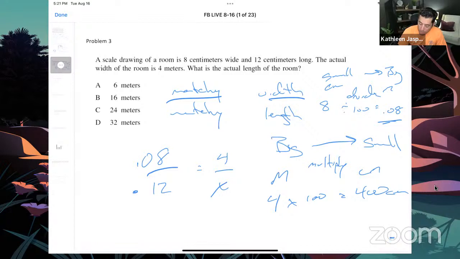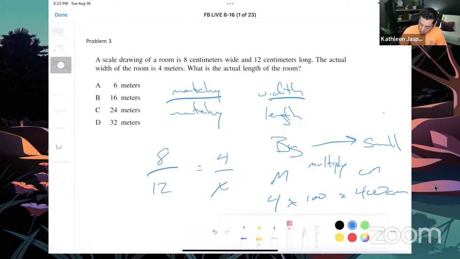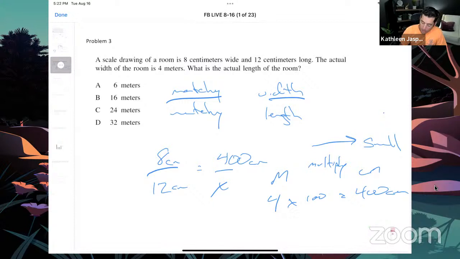You can work either one, but I don't like doing it that way because I get decimals, and I'm not a big fan of decimals. And I'm pretty sure you're not either. So with that being said, I know that before meters is going to end up as 400 centimeters. Now all of them are in the same unit of measure. We can go ahead and solve the problem.